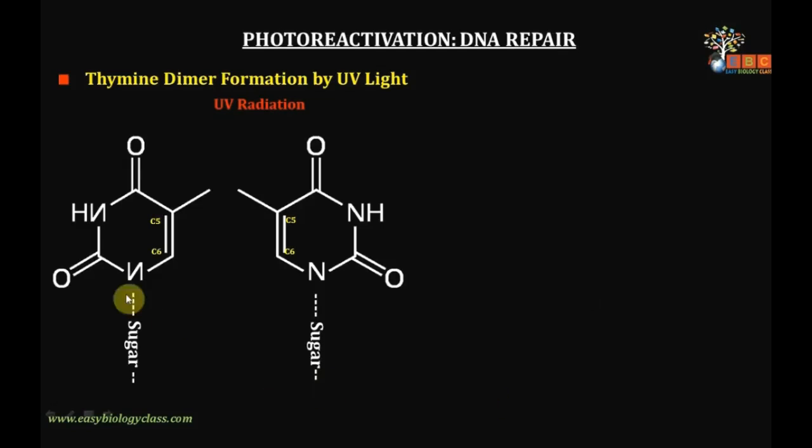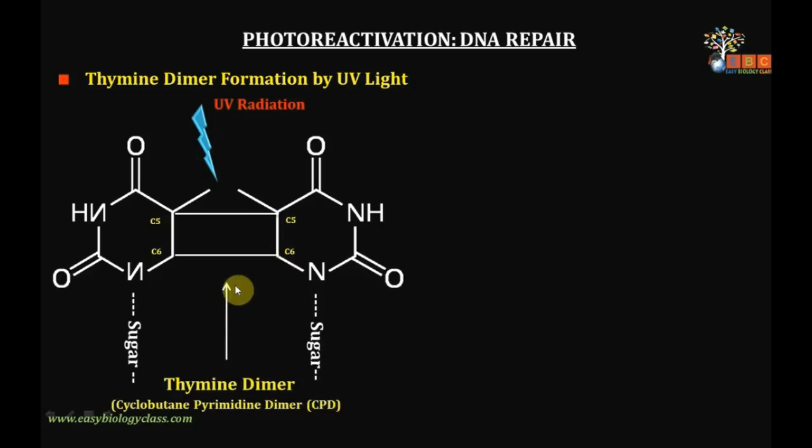These are the two thymine residues of the DNA. When UV light hits this DNA, these double bonds present between C5 and C6 of both thymines break. So in order to balance the valency of carbon, the electrons are shared between C5 of one thymine and C5 of the adjacent thymine, and also the C6 of this thymine bonds with the C6 of the adjacent thymine. As a result, two covalent bonds are formed between the thymine residues, which we call a thymine dimer.